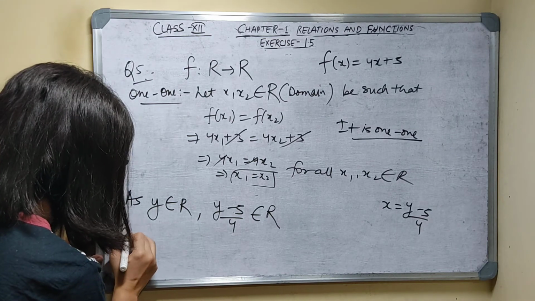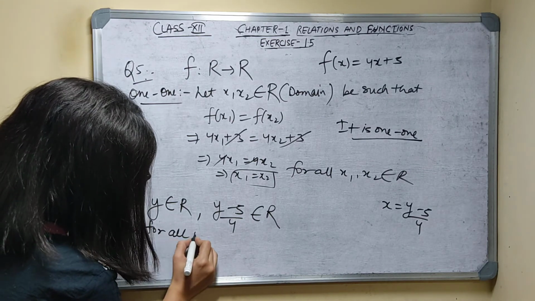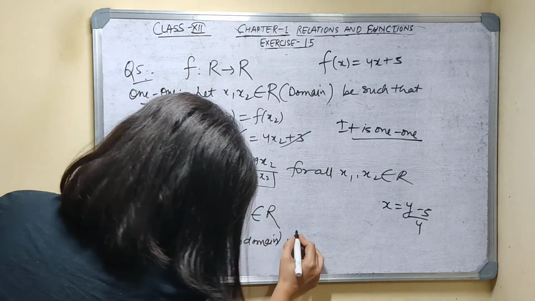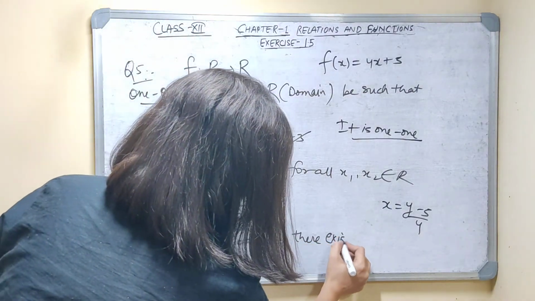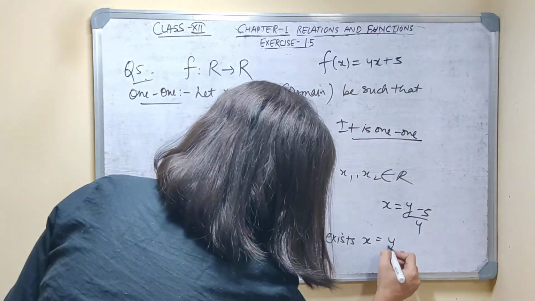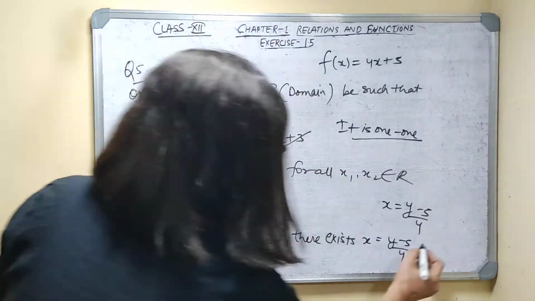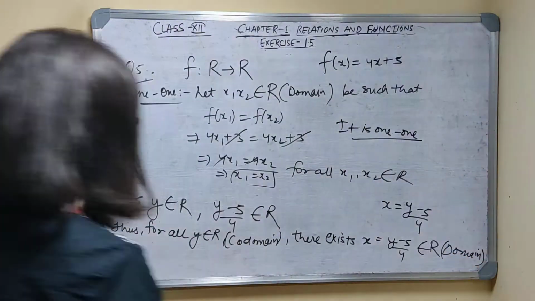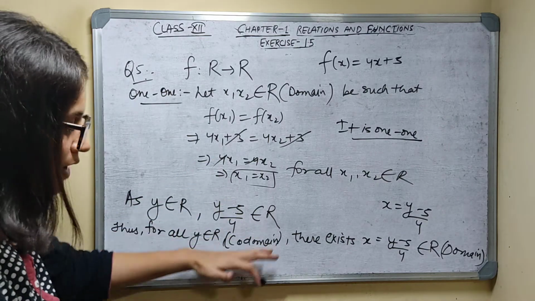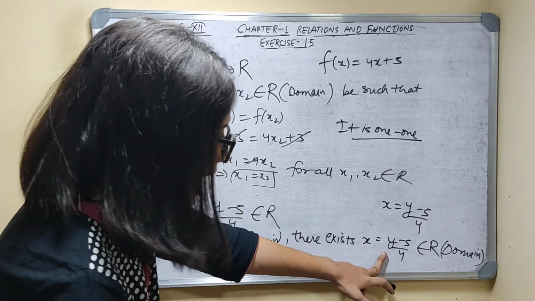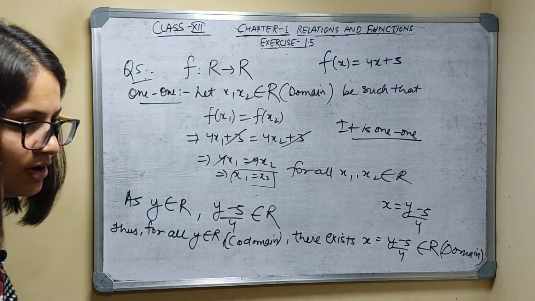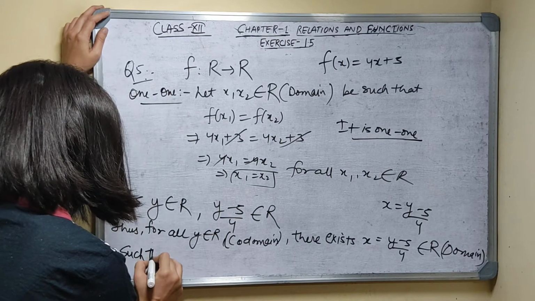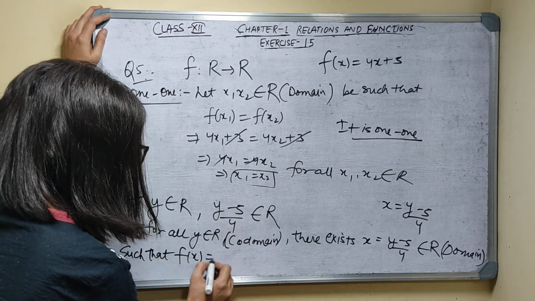I will write here. Thus for all y belongs to R from codomain, there exists x. There exists x is equal to what? (y minus 5)/4 belongs to R, that is from domain. The x value is from domain. So for all y belongs to R, all values from codomain have x, that is pre-image, which belongs to R domain, such that f of x is equal to y.